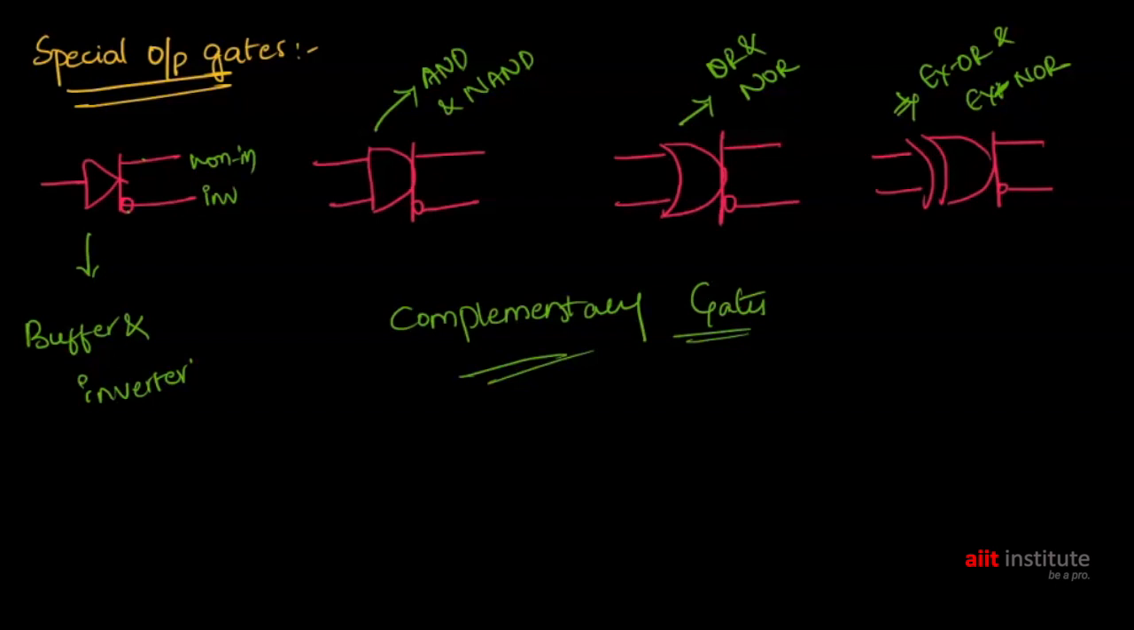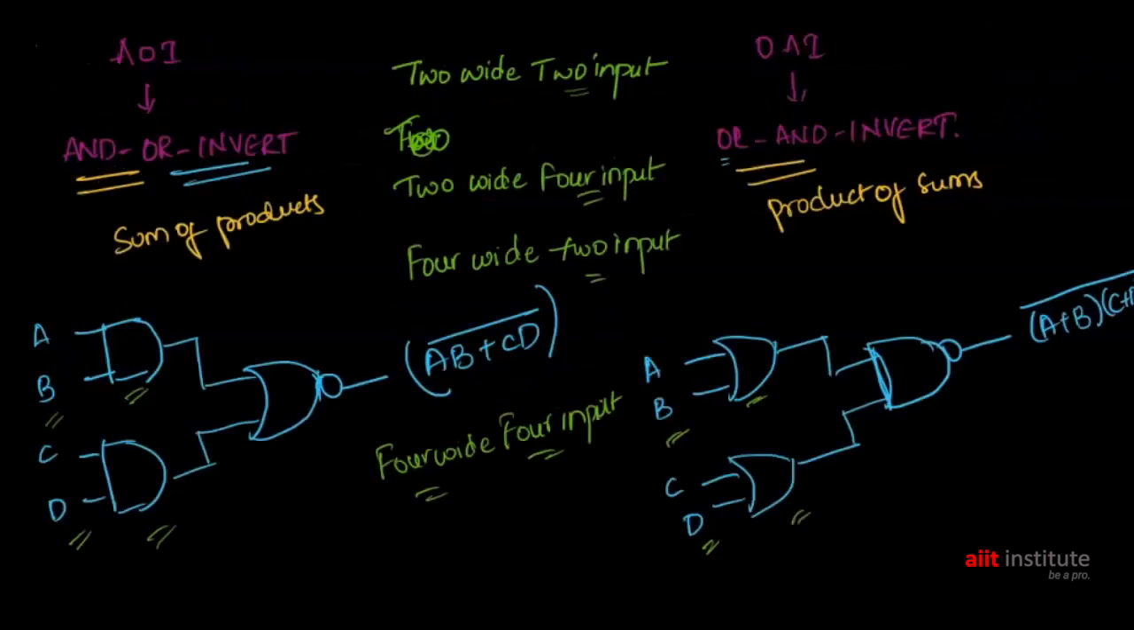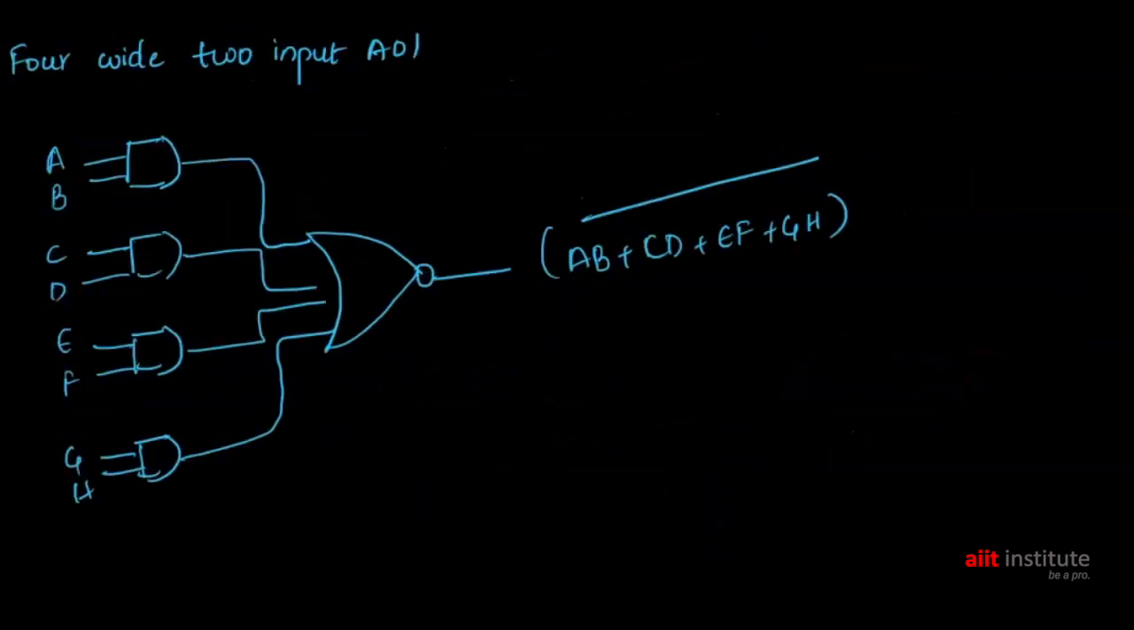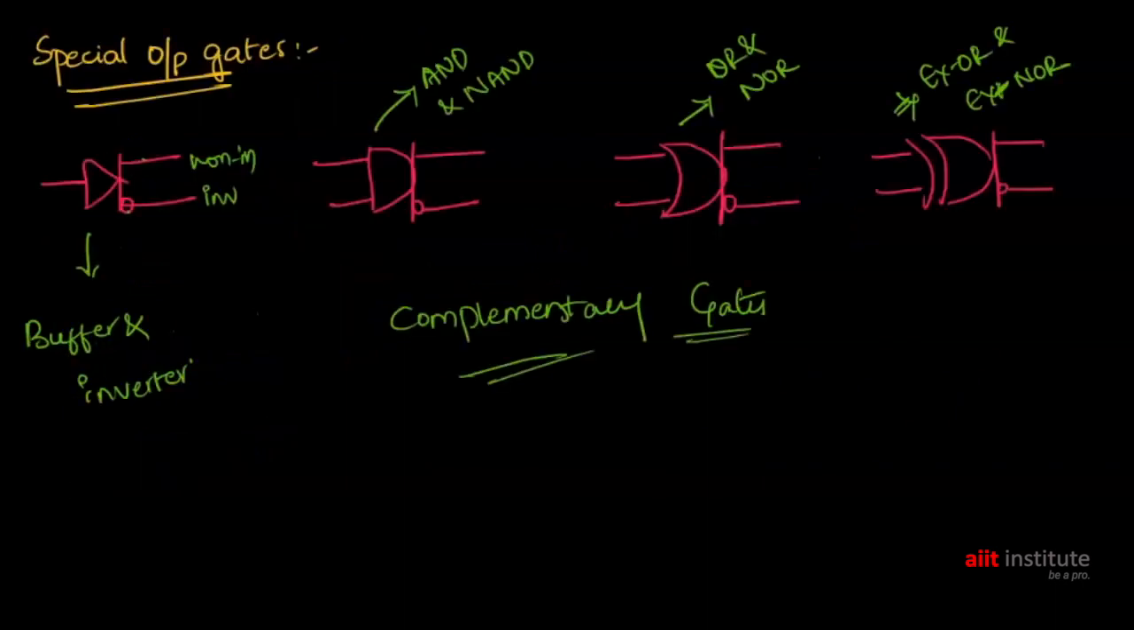So in this video finally we have learnt what AOI and OAI are, how many types there are, the examples for those, and where they can be used. And also we have learned the special output gates, which are complementary gates, in which every basic gate can be used as its own and its own complement.